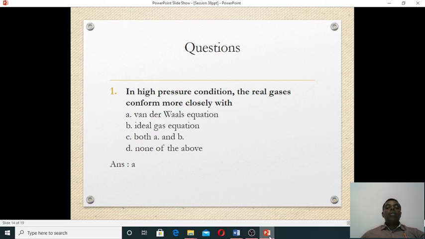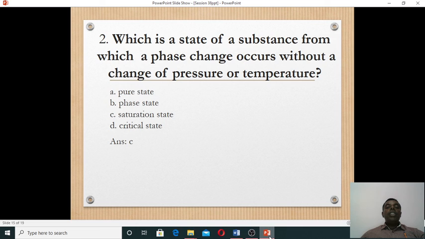Now we'll see some of the questions. In high pressure conditions, real gases conform more closely to the van der Waals equation, the ideal gas equation, both A and B, or none of these. So we know that it is the van der Waals equation. Which is the state of a substance for which the phase change occurs without any change in pressure or volume? Pure state, phase state, or saturated state. So it is the saturated state.